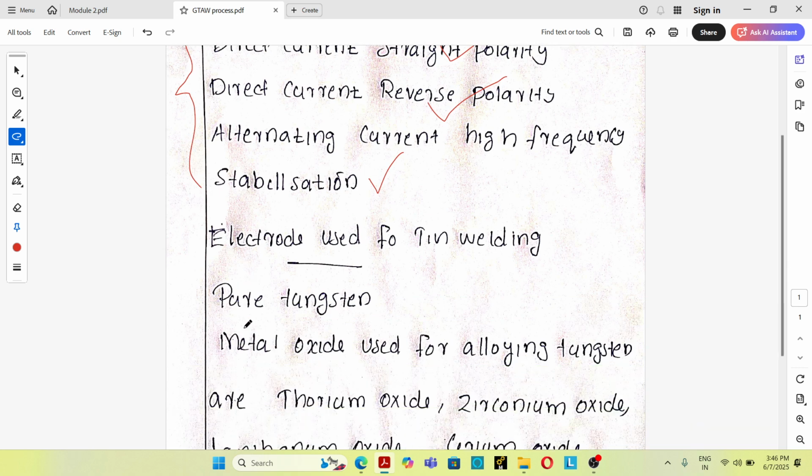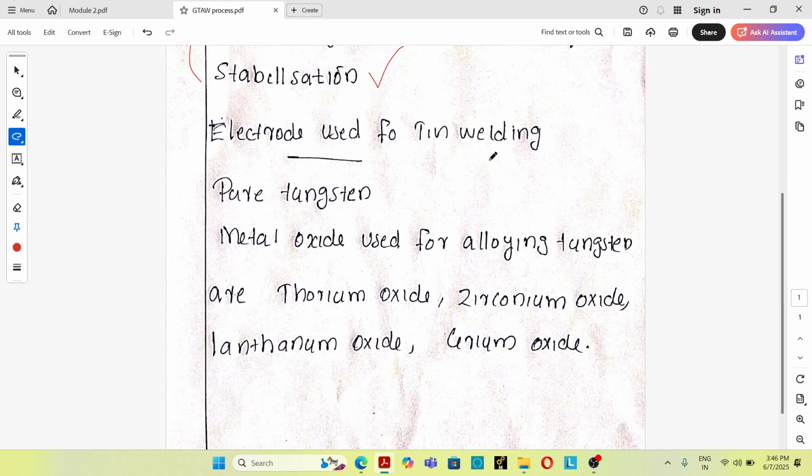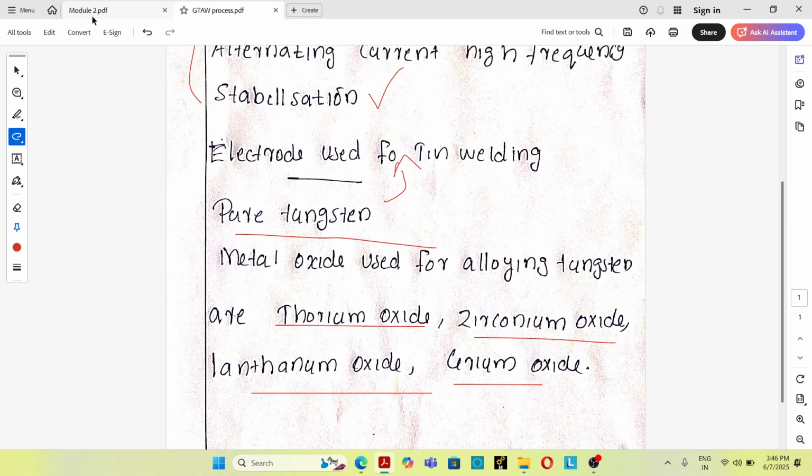TIG welding process. The electrode used for TIG welding is pure tungsten. Metal oxides used for alloying tungsten are thorium oxide, zirconium oxide, lanthanum oxide and cerium oxide. Pure tungsten electrodes are used in TIG welding. Then some alloying elements are also added, like thorium oxide, zirconium oxide, lanthanum oxide and cerium oxide.